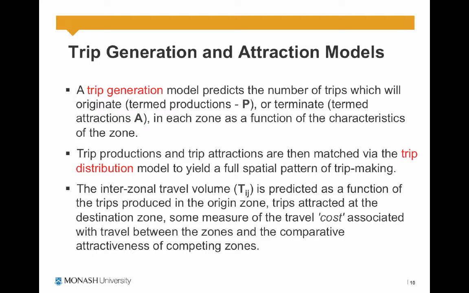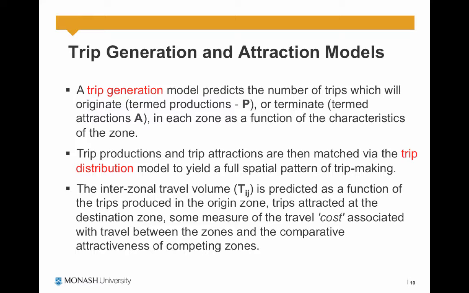So what is important in the travel demand modeling framework is the prediction of the travel volumes. Travel volumes, or the number of trips going between i and j, is the outcome of the trip distribution model, or we call them interzonal travel volumes, usually represented as Tij, where i and j represent the zones, T is the number of trips. So Tij is predicted as a function of the trips produced in the origin zone, trips attracted at the destination zone, some measure of the travel cost and travel time associated with the travel between zones i and j, and also comparative attractiveness of the competing zones.